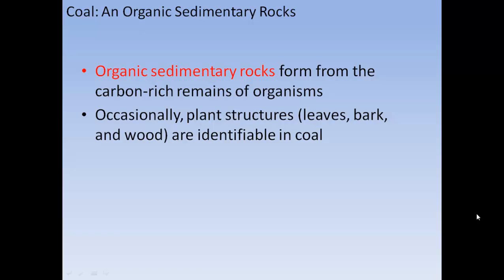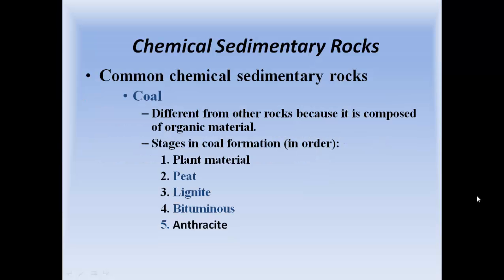Organic sedimentary rocks form from carbon-rich remains of organisms. Occasionally, plant structures, leaf, bark, and wood are identifiable in coal. So coal is an organic sedimentary rock. Okay? So those are the common chemical sedimentary rocks. Coal is different from other rocks. This is composed of organic material.